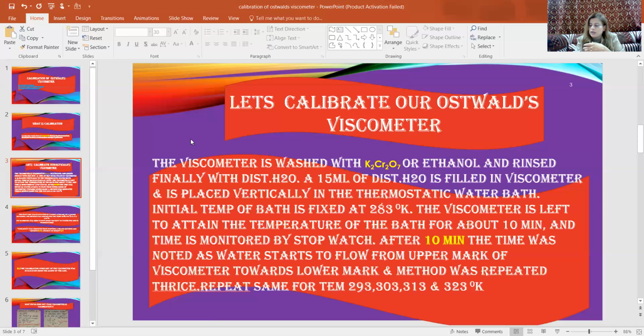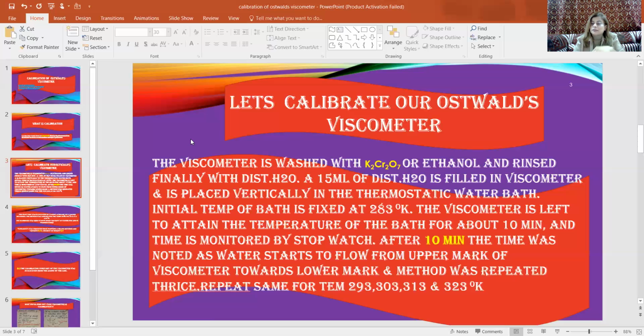Okay, and then time is monitored. You have a stopwatch kept at one side. So now you're going to monitor the time with the help of that stopwatch, right? After 10 minutes, the time was noted again. Fine. You will have a notebook, right? And you are going to write down everything when you are doing these steps. You're following the steps and you're writing it down. Okay, time is monitored by the stopwatch.